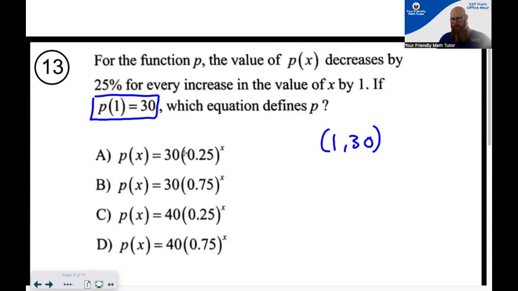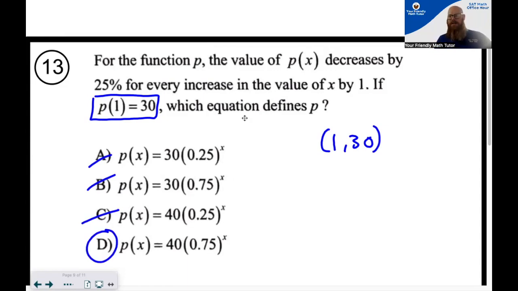Well, if this is 1, 30 times 0.25 is definitely not 30, and 30 times 0.75 is definitely not 30. 40 times 0.25 is 10, not 30. Then you just get this answer. You didn't even have to read the rest of the problem.